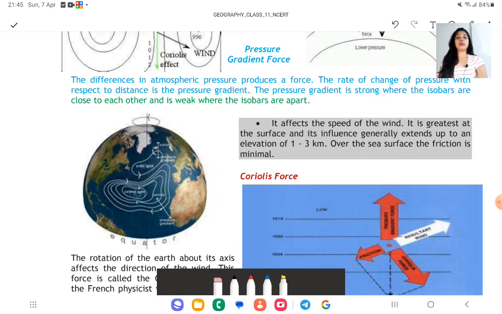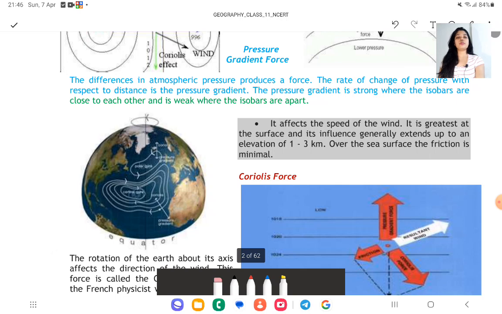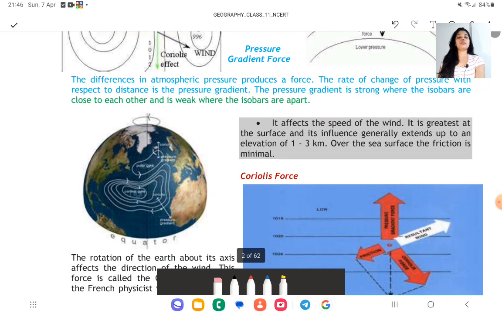The difference in atmospheric pressure produces a force. Suppose here we have low pressure and here we have high pressure. So there is a difference, and a force starts acting in this scenario. The rate of change of pressure with respect to distance is the pressure gradient. The pressure gradient is stronger where the isobars are close to each other and weak where the isobars are apart.